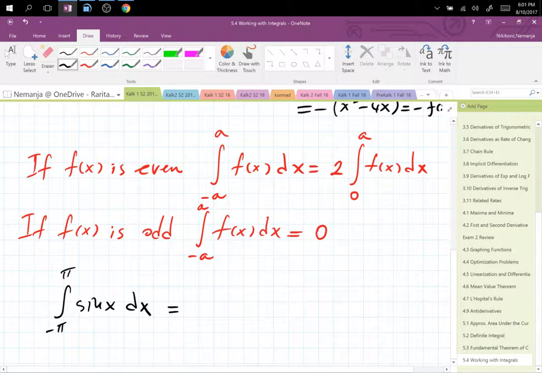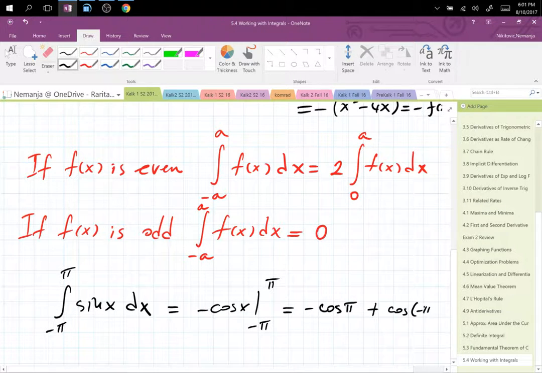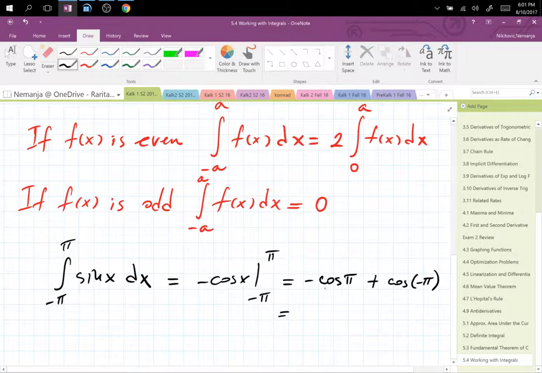Let's prove that. So I have the integral of sine, which is negative cosine x, computed from negative pi to pi. We have negative cosine of pi, minus, and then plus cosine of negative pi. Cosine of pi is negative 1, so negative negative 1, plus cosine of negative pi, well, this is an even function, so it's the same thing as negative 1. And you have 1 minus 1, which is 0.